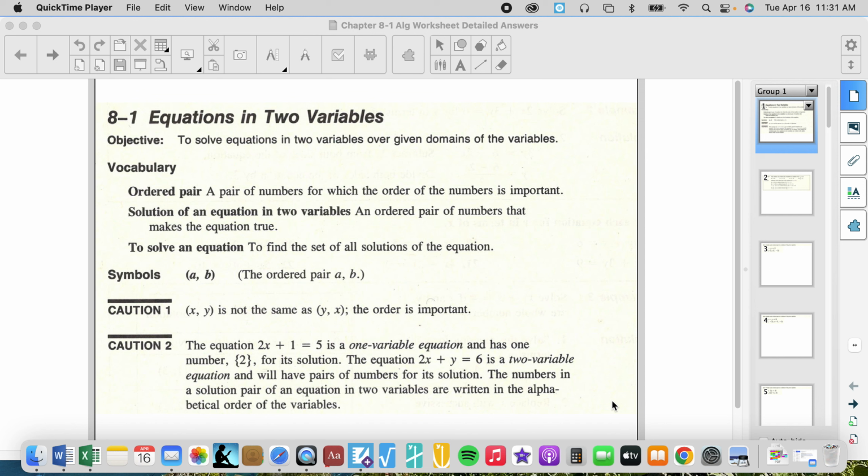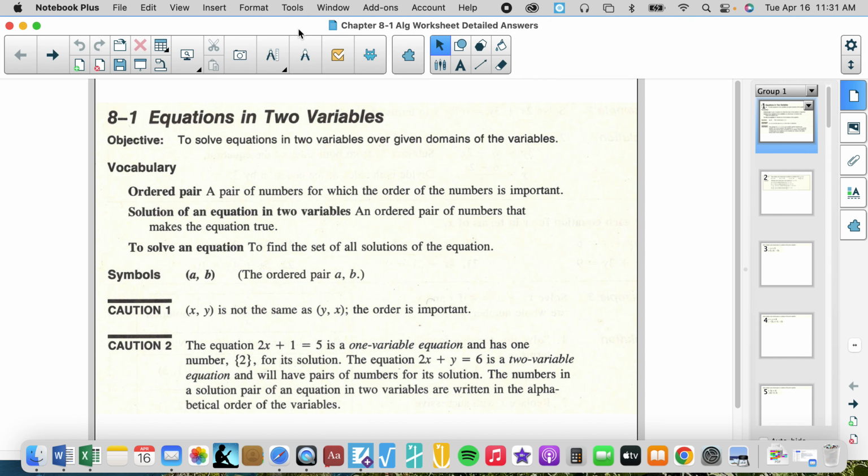Chapter 8 deals with variables, two variables, graphing. We're going to start the process of equations with two variables. Points, lines, introduction to functions is the real definition of it. So let's start. Equations in two variables. There's some vocabulary. Ordered pair.